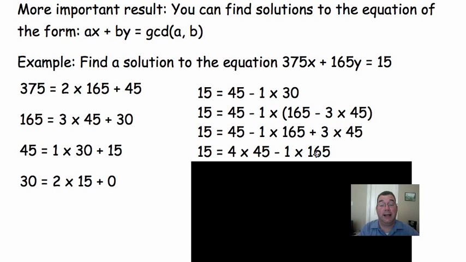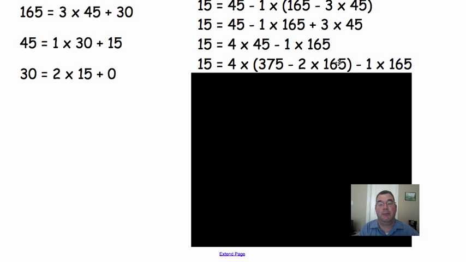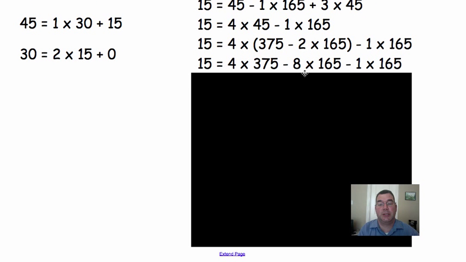So now that things are simplified again, I'm going to go up to the remainder that I got before 30, which was 45. So everywhere there's a 45, I'm going to replace that with 375 minus 2 times 165. And so that gives me 4 times 375 minus 2 times 165 minus 1 times 165. I'm going to distribute the 4 just like I did before, and that's going to give me 4 times 375 minus 8 times 165, and then I've still got that minus 1 times 165 over here.